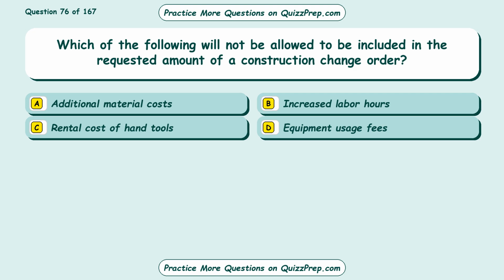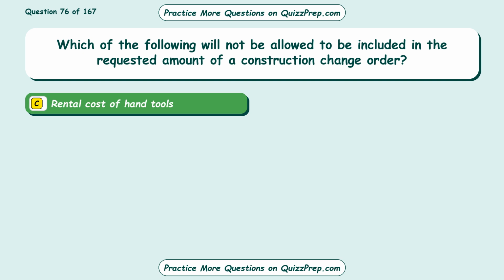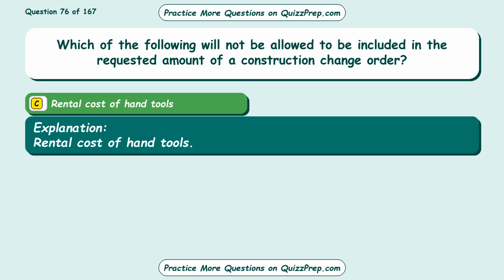Question 76. Which of the following will not be allowed to be included in the requested amount of a construction change order? Option A, additional material costs. Option B, increased labor hours. Option C, rental cost of hand tools. Option D, equipment usage fees. The correct answer is option C, rental cost of hand tools.